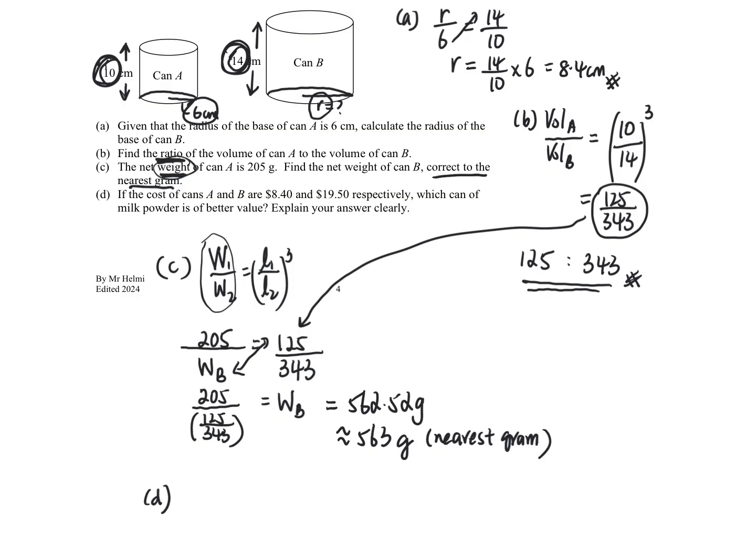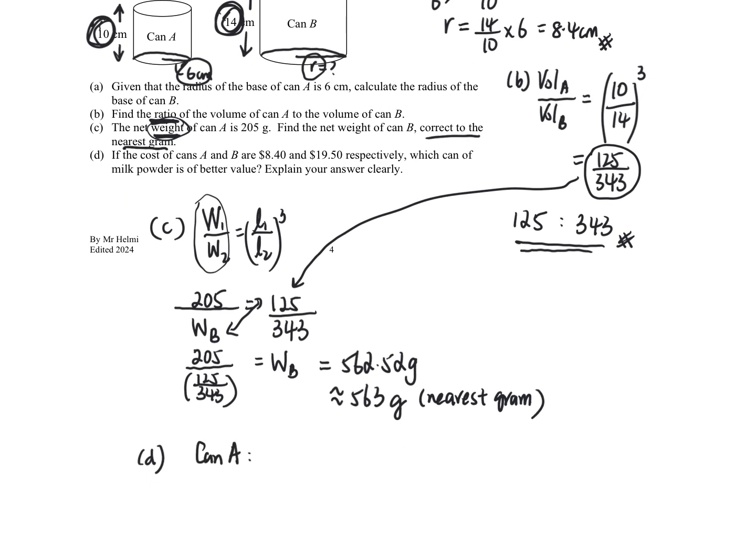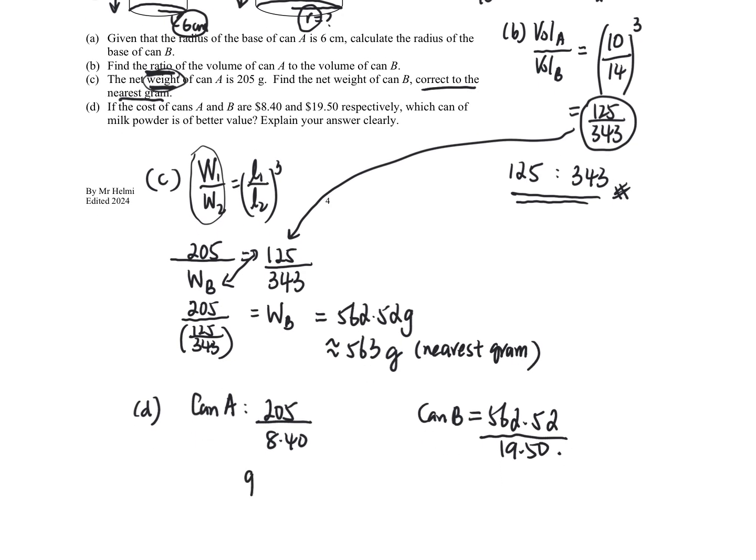The cost of the cans is $8.40 and $19.50. Which one is better value? For can A, use your 205 divided by 840. For can B, use your 562.52 divided by 1950. Then tell me what is the gram per dollar. Then you just tell me which one is better value. This one is about 24.4 grams for every dollar. You can get 24.4 grams.